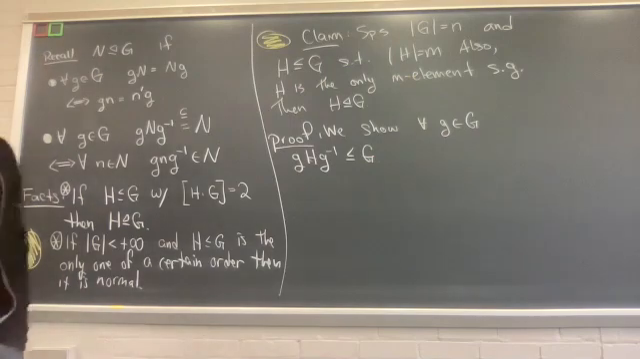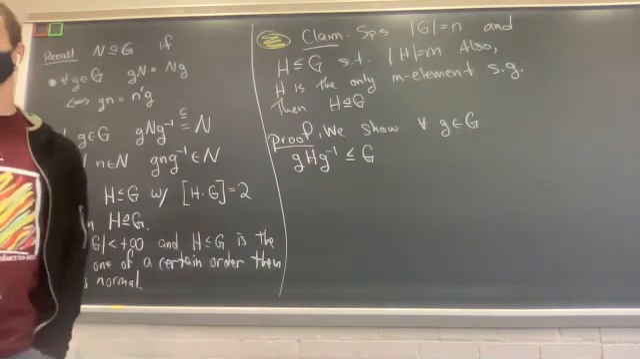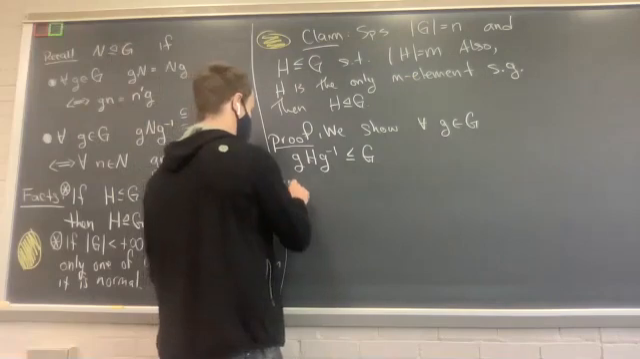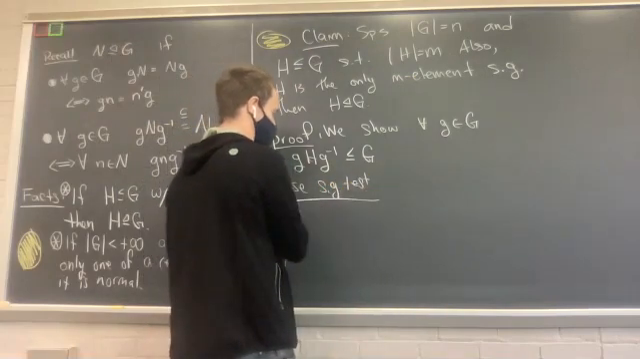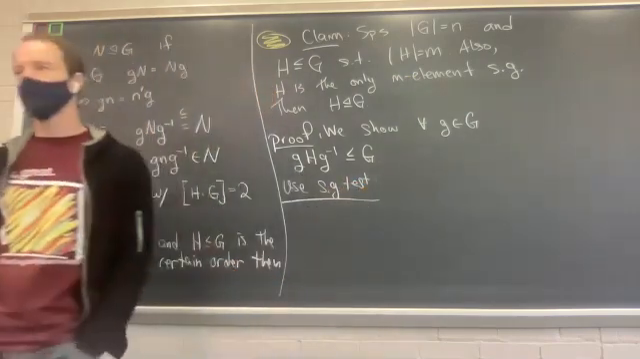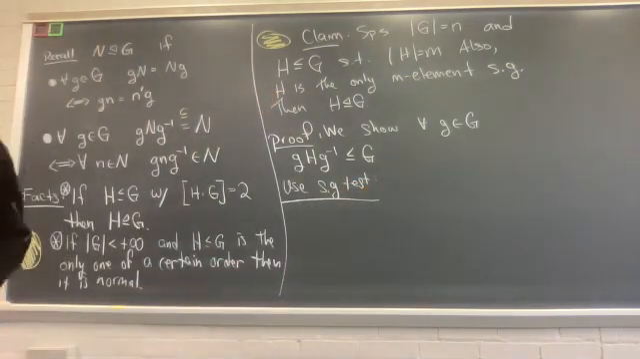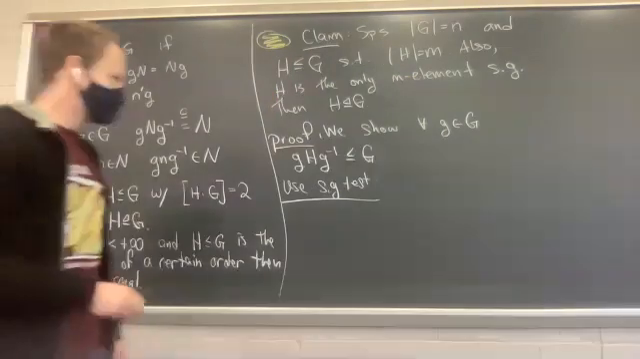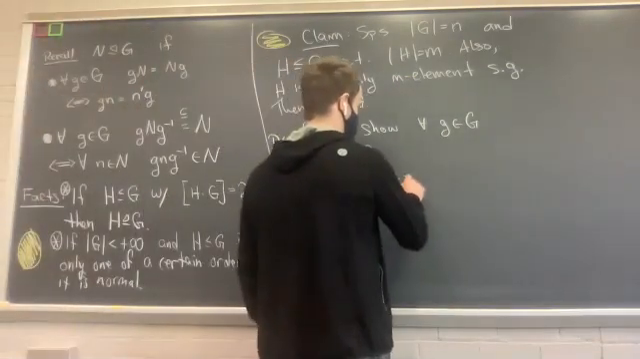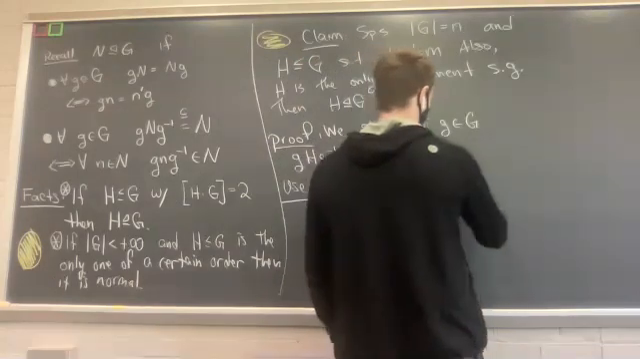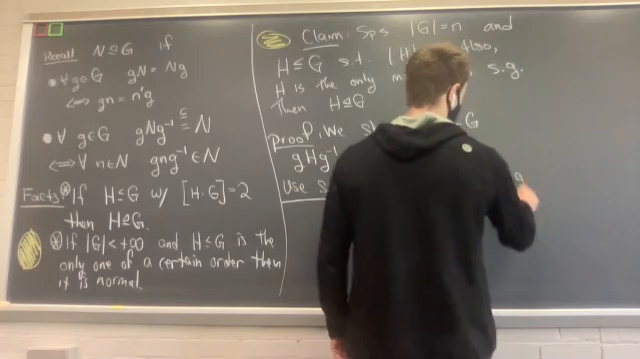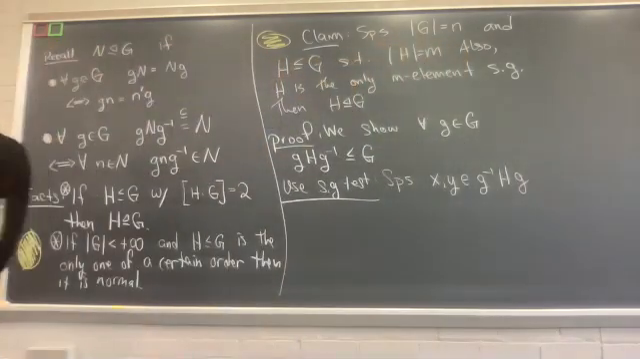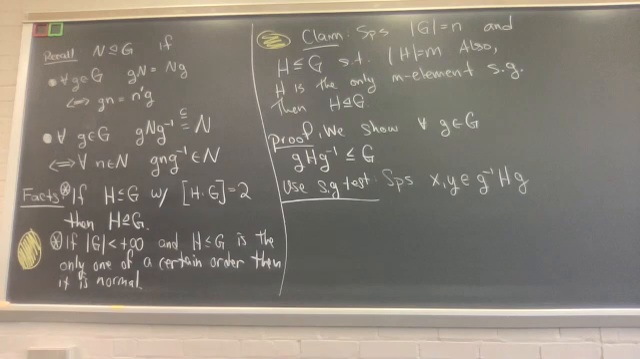And how can we do that? We can do that with the subgroup test. Remember, the subgroup test is just a one item check to check that something's a subgroup. So let's suppose x and y are in g inverse Hg. And then by the subgroup test, we want to show that xy inverse is in that set.